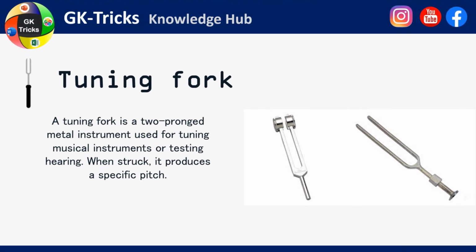Tuning fork. A tuning fork is a two-pronged metal instrument used for tuning musical instruments or testing hearing. When struck, it produces a specific pitch.